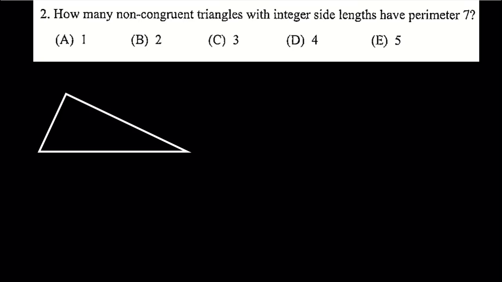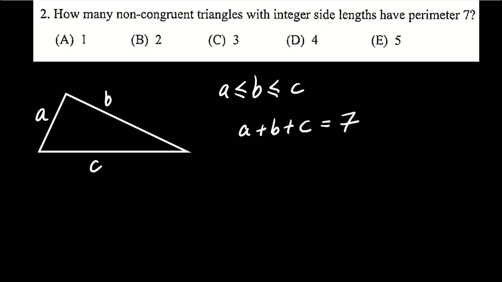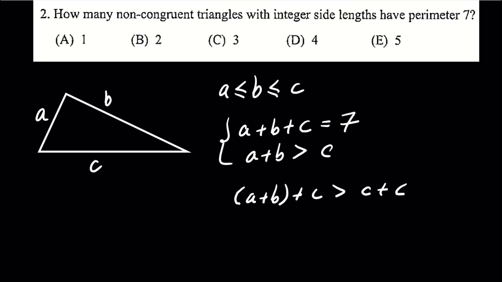Let's consider the side lengths as a, b, and c, where a is less than or equal to b is less than or equal to c. Given that a plus b plus c equals 7, and to form a triangle, c must be less than a plus b, which is an aspect of the triangle inequality. From a plus b plus c equals 7 and c being less than a plus b, we derive 2c less than 7, so c is at most 3.